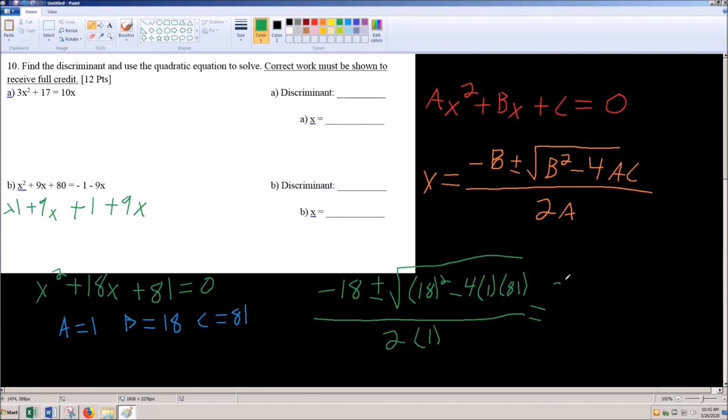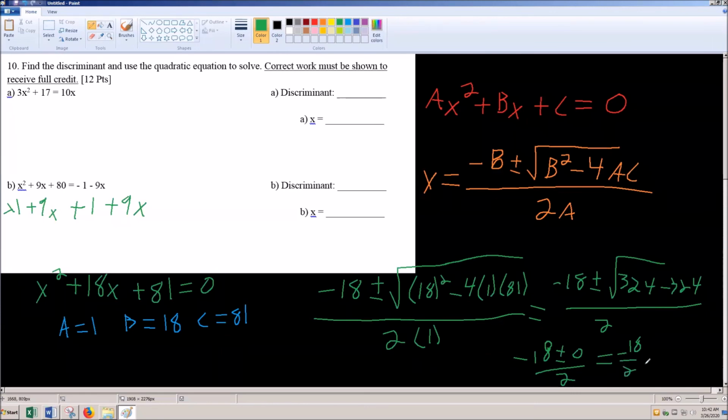Wowie. Negative 18 plus or minus, I'll just write this out one time, square root of 324 minus 324, all divided by 2. So this just ends up giving me 0. So I have negative 18 plus or minus 0 over 2, which is just negative 18 over 2, which is just negative 9. So my answer here for this one is going to be negative 9.